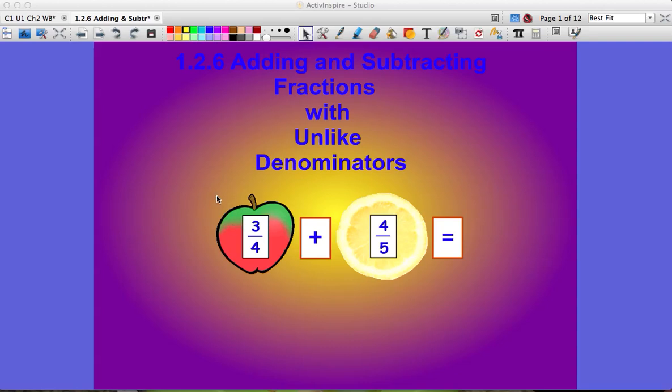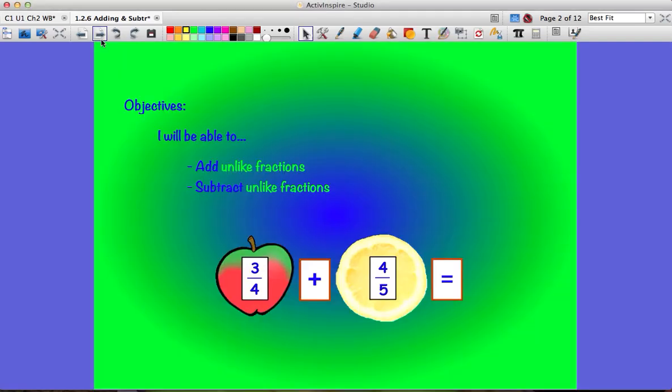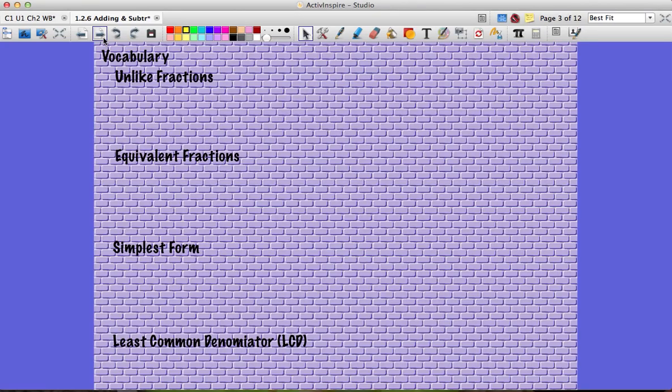Welcome to lesson 126, adding and subtracting fractions with unlike denominators. Our objectives today: I will be able to add unlike fractions and subtract unlike fractions. As always, we're going to start off this lesson with our vocabulary terms.